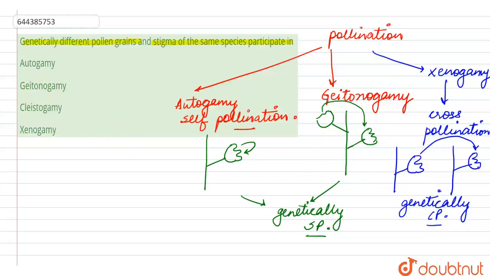So the right answer here is xenogamy. So option number 4 is the correct answer for this question. So we can mark this as the correct answer.